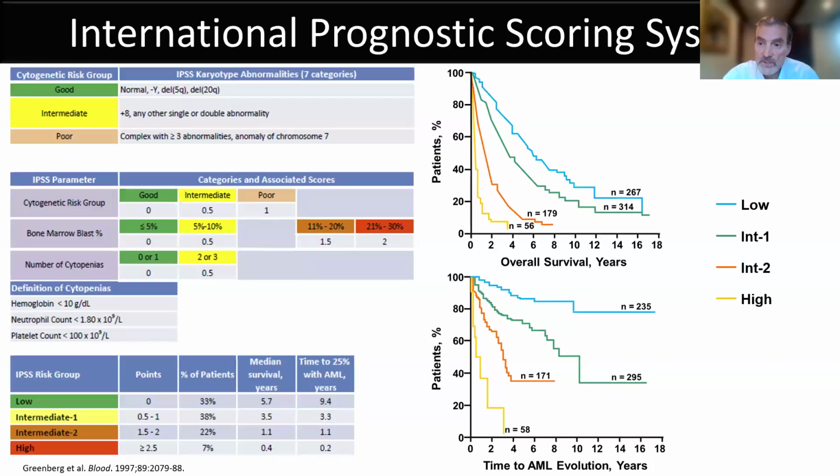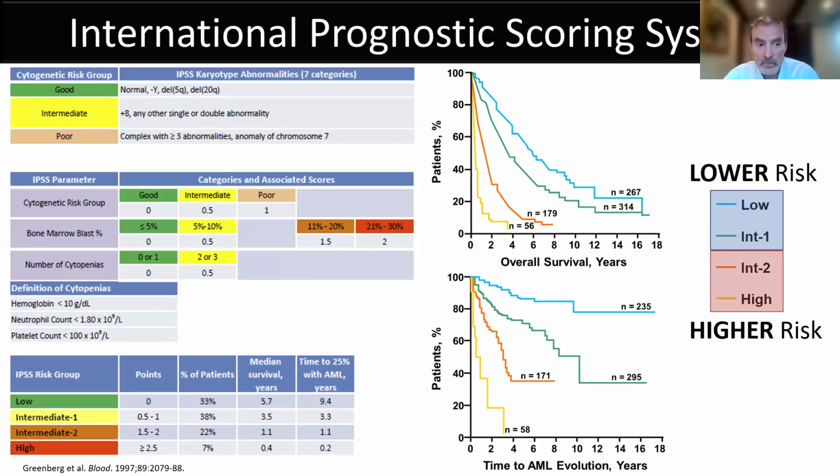So one of the first tools that helped us do this was called the International Prognostic Scoring System. It was created by an international working group of MDS centers around the globe, where we identified certain factors that we thought were very important in prognosis. One of them was whether or not a patient had abnormal chromosomes. That's what we call the cytogenetic or karyotype risk group. And the other was whether patients had increased blasts in the bone marrow. And then finally, we asked if a patient also had abnormal blood counts. Did they have anemia, or did they have anemia and low neutrophil count? And those things would be associated with risk.